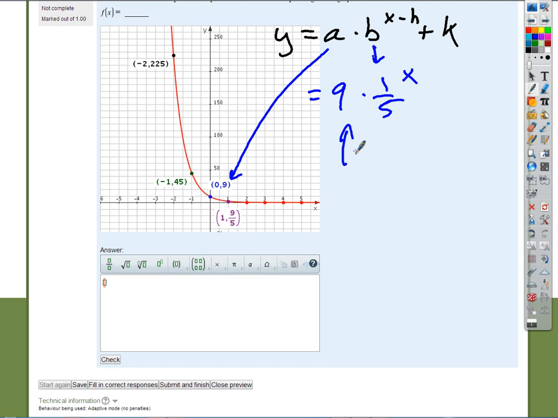Because A is where it crosses the y-axis, exactly. And if we're choosing 9 to be our y-intercept, then we haven't translated this, right? So h is 0, and it hasn't been slid up or down vertically, so k is 0. So that's the answer, right there. So what is x? Oh, x is just normal.